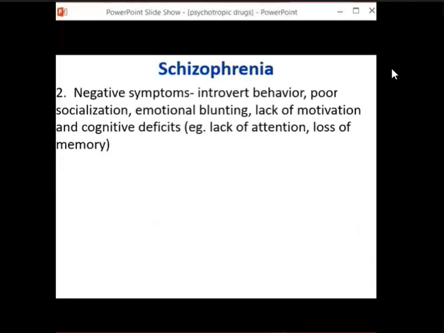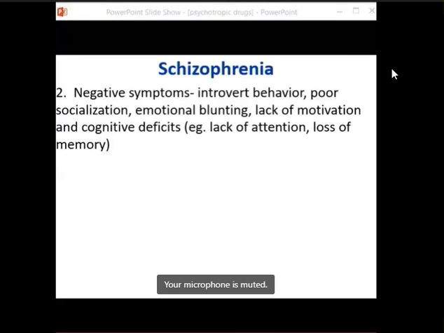Then there are negative symptoms, in which the patient will have introvert behavior, and poor socialization. Introvert means only thinking of their internal thoughts. Then emotional blunting, lack of motivation, and cognitive deficits, for example, lack of attention and loss of memory. So these are the negative symptoms of schizophrenia.